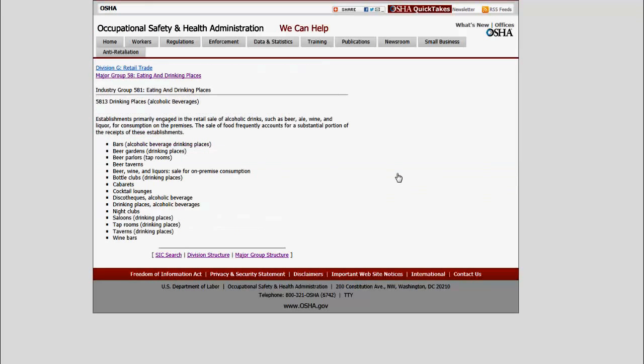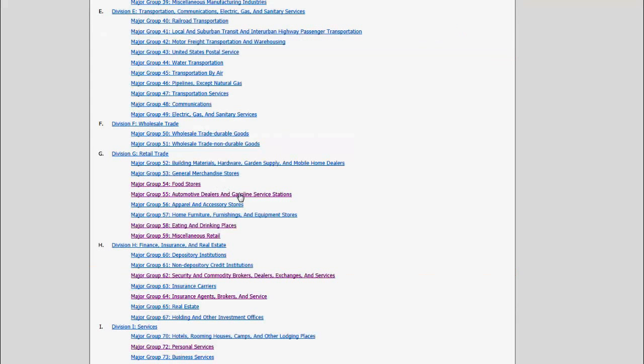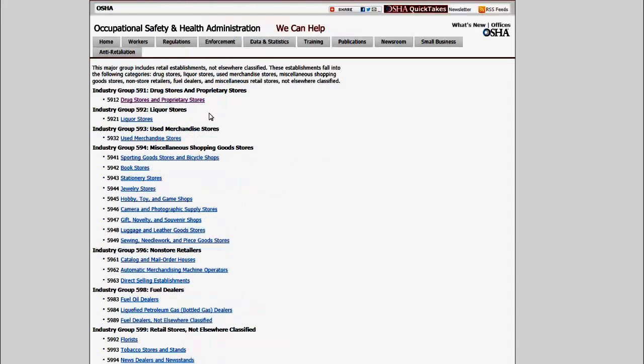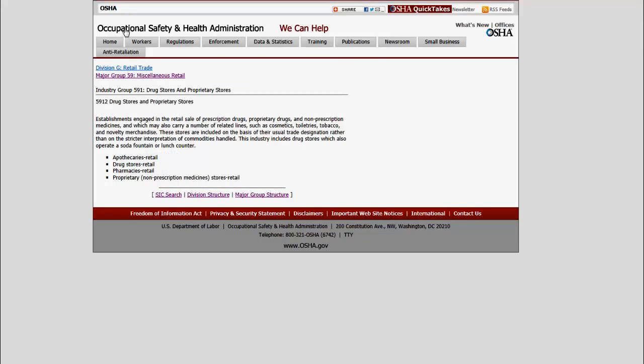If the business is a bar, nightclub, a tavern, a wine bar, or saloon, then you would pick one of these. Another one that's good to show you here is miscellaneous retail. So this would include right here a drugstore. A drugstore or pharmacy, if you go in, you'll see that includes pharmacy, apothecaries. Okay, that's going to be 5912.